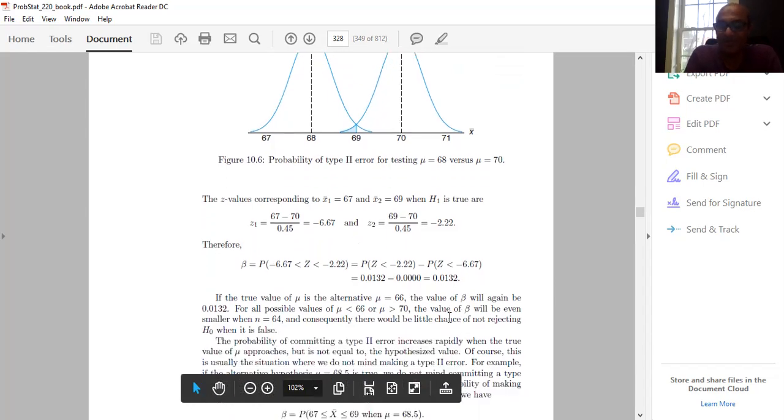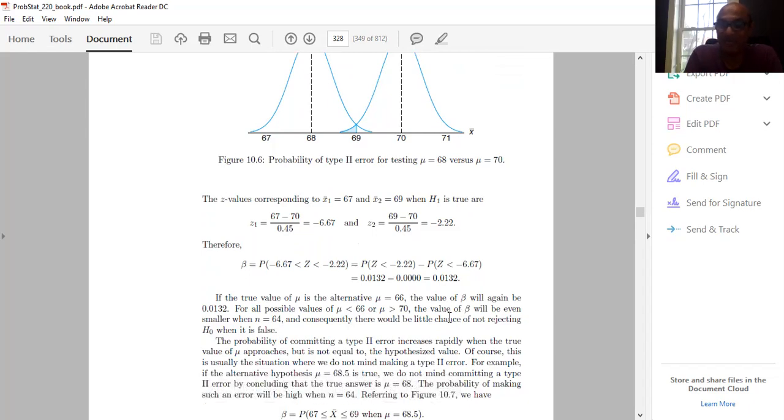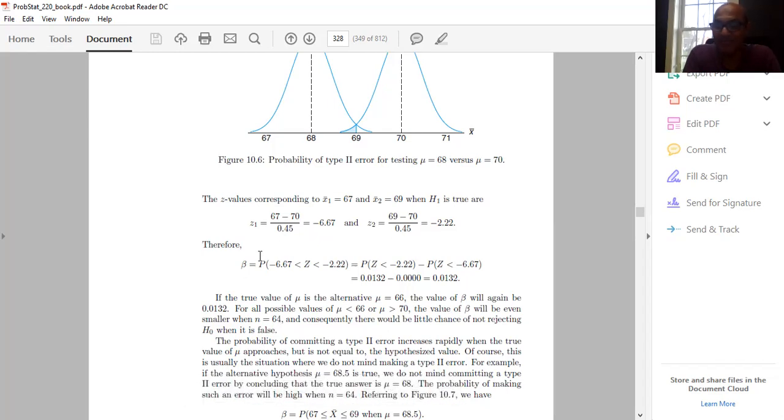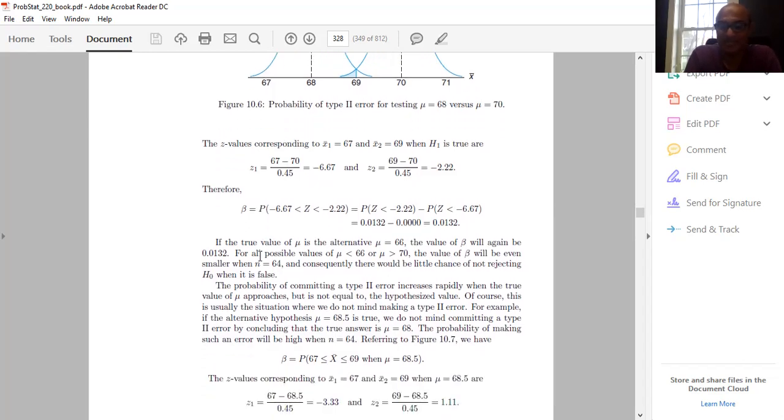So if the true value of nu is the alternative nu equal to 66, the value of beta will again be 0.0131, which is really small. It doesn't serve the purpose. For all possible values nu less than 66 and nu greater than 70, the value of beta will be even smaller when n equals 64. If you take n equal to 64, this value will be smaller, and consequently there will be little chance of not rejecting H0 when it is false.